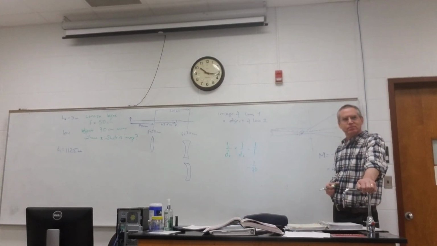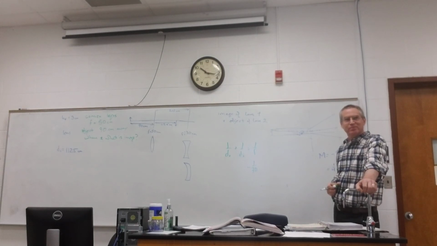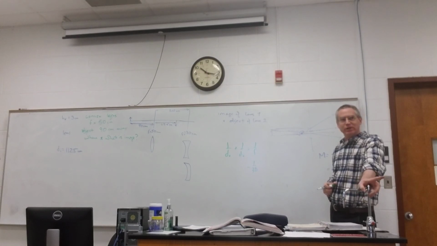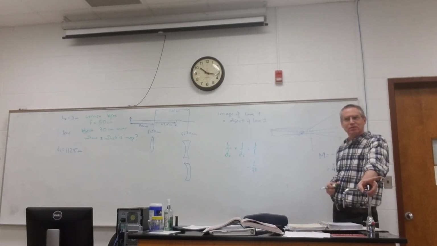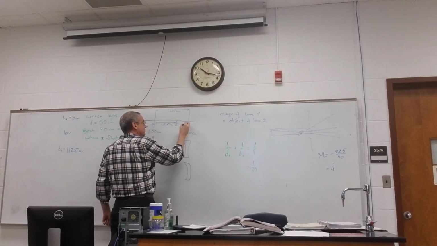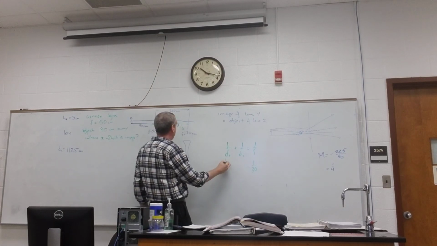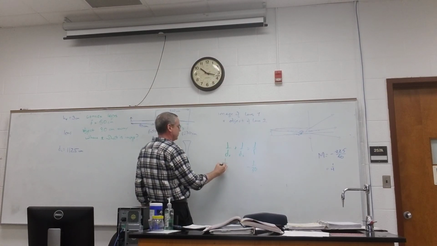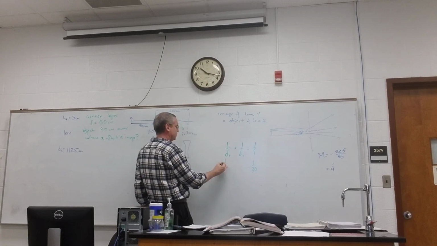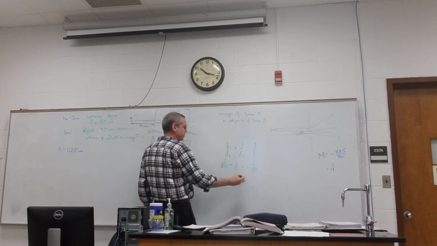The second one? Yes. 112.5? No. That's where the image is from the first lens, but that's not the object distance for the second one. It's 97.5 centimeters. That is the object for the second lens. I see. So 1 over, what'd you say again? 97.5? 87.5. Okay, 1 over 87.5 plus 1 over the image distance equals that.